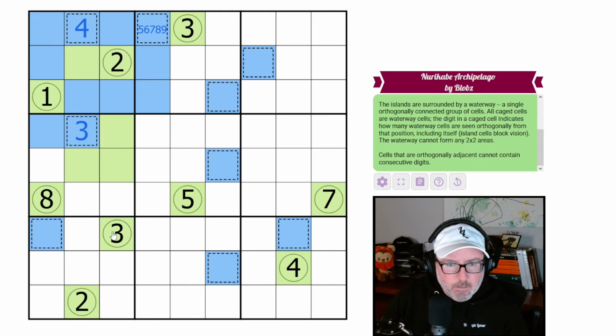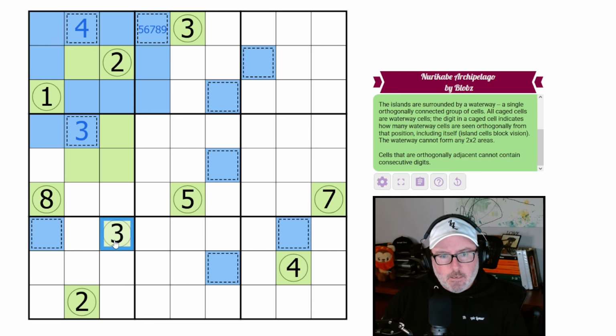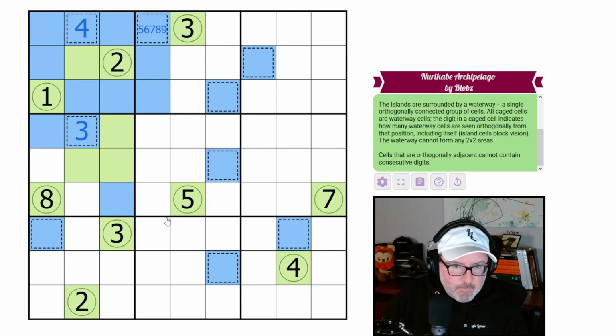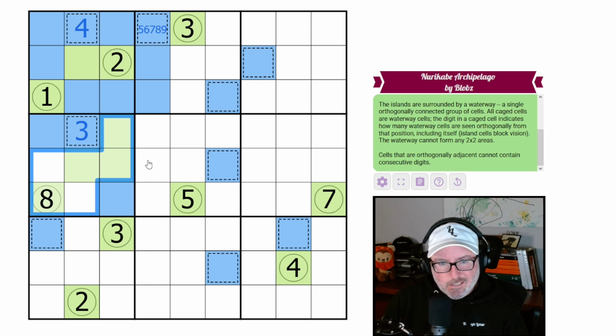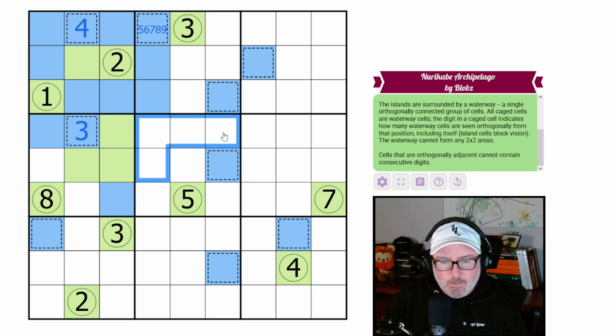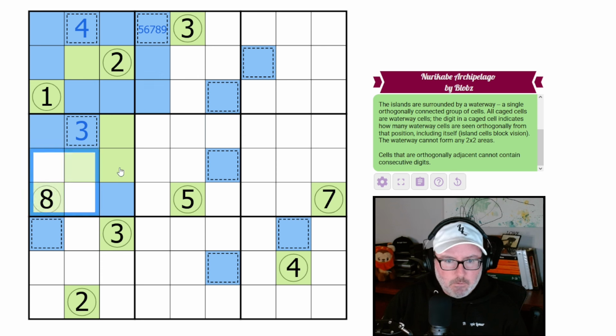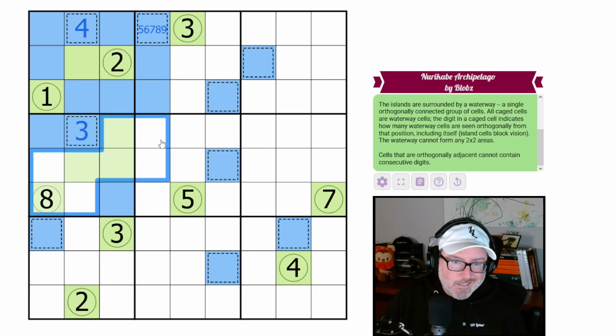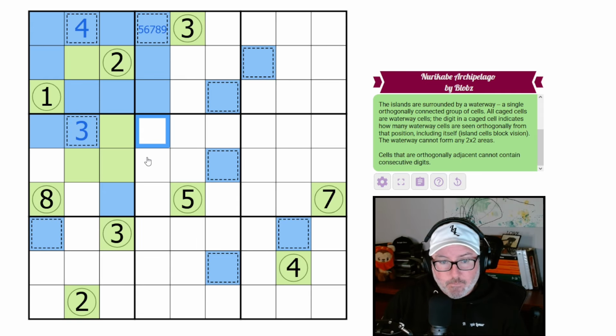Okay. Now, because this is part of the 8 and this is a 3, this has to be water because we have to separate the 2 islands. And 1, 2, 3, 4, 5, 6. We still know that this 8 has to find its way out of here. And I think this guy will have to be in, 1, 2, 3, 4, 5, 6, 7, 8. Actually, it doesn't. But this guy does.